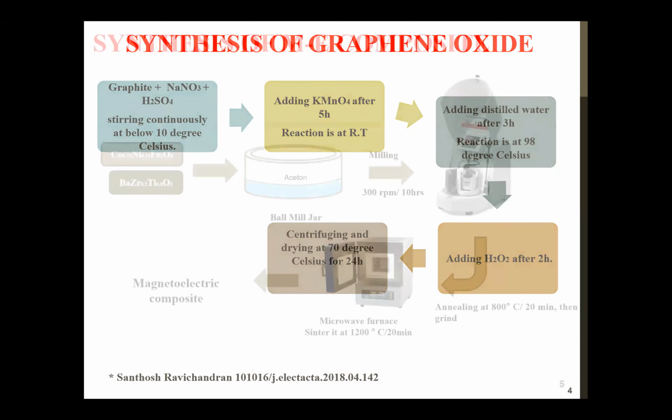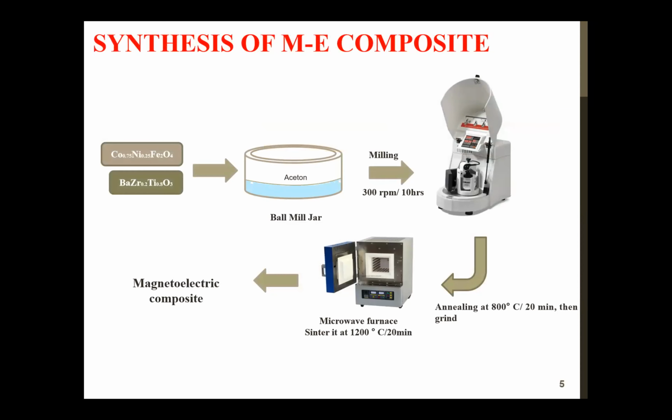To synthesize the magnetoelectric composite, cobalt nickel ferrite and barium zirconium titanate are synthesized using the conventional ceramic route with microwave sintering. Then both cobalt nickel ferrite and barium zirconium titanate are ball milled in a Pulverisette 6 planetary ball mill at 300 RPM for 10 hours. Then it is annealed at 800 degrees for 20 minutes. After pelletization of our composition, it goes through a microwave furnace for final sintering at 1200 degrees Celsius for 20 minutes.